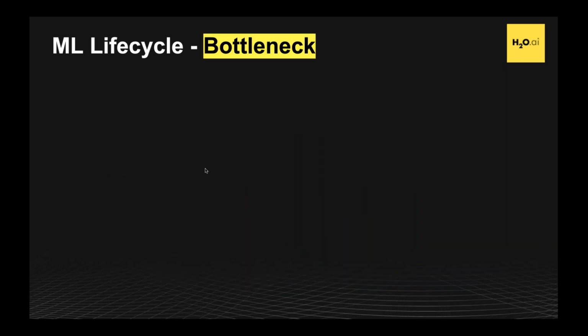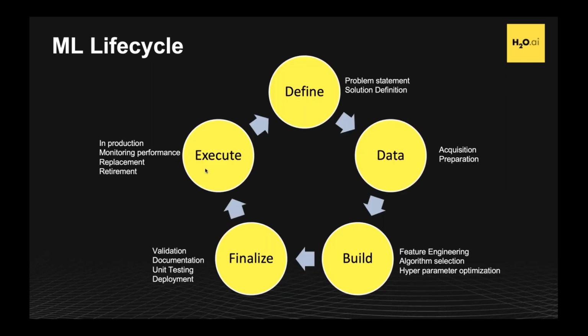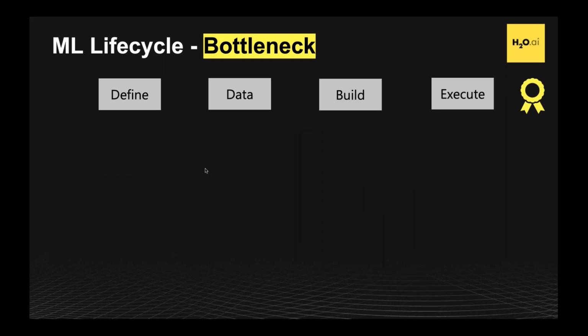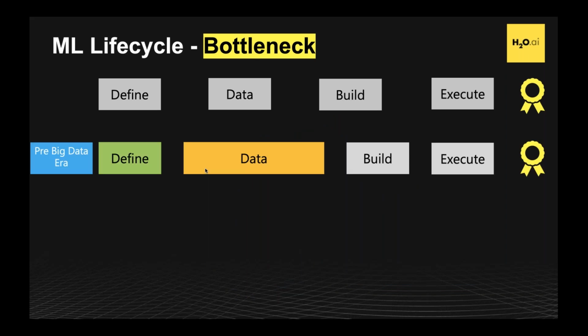So over the period of years, in this life cycle, there have been bottlenecks in different components of this life cycle, right? So if I broadly again classify this as define data, build, and execute. In the pre-big data era, people were constrained in the data collection or storing and structuring side of things itself. Right, so that itself was a big bottleneck.